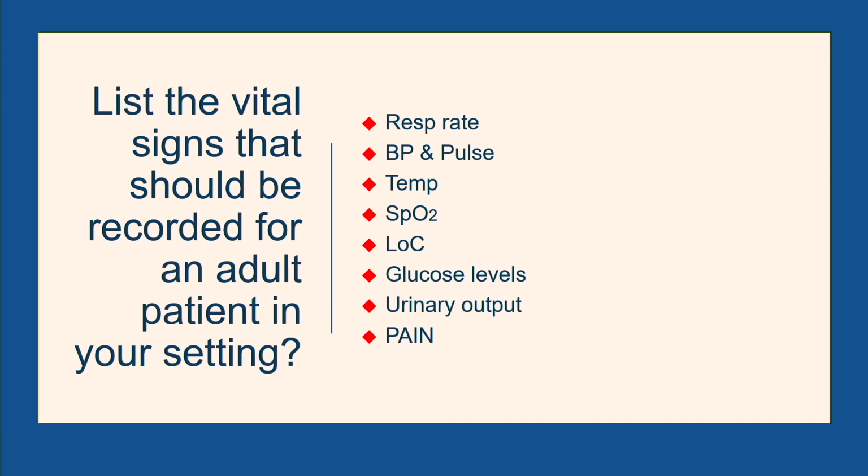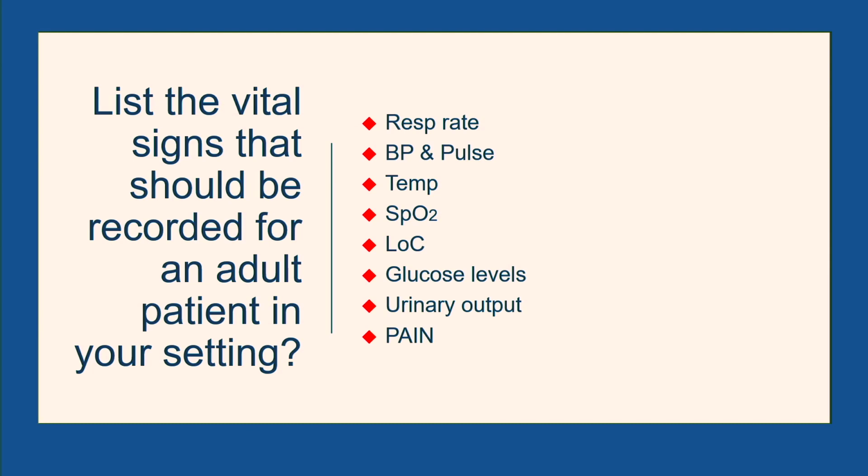And on the NEWS charts I was talking about earlier, the first vital sign that's recorded right up at the top is your respiratory rate. A respiratory rate that is increasing should cause alarm bells to go off in your head. A respiratory rate that's decreasing, then you need to get help for your patient very, very quickly, because it's likely that respiratory arrest is imminent. We also need to check blood pressure and pulse. That gives us an idea of what's happening within the circulatory system.